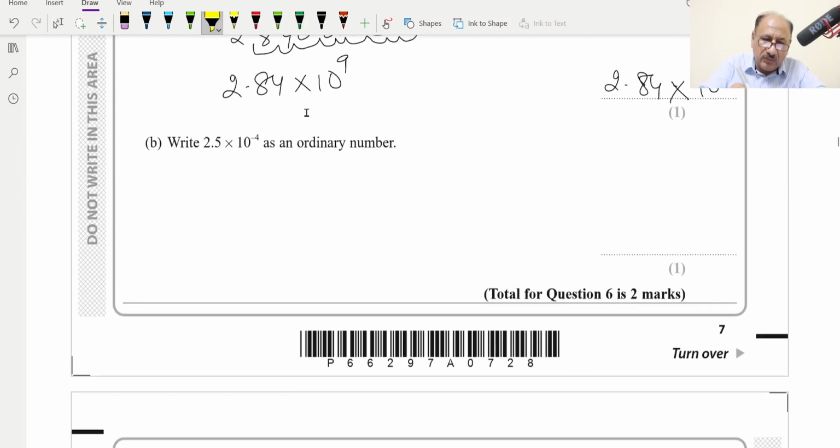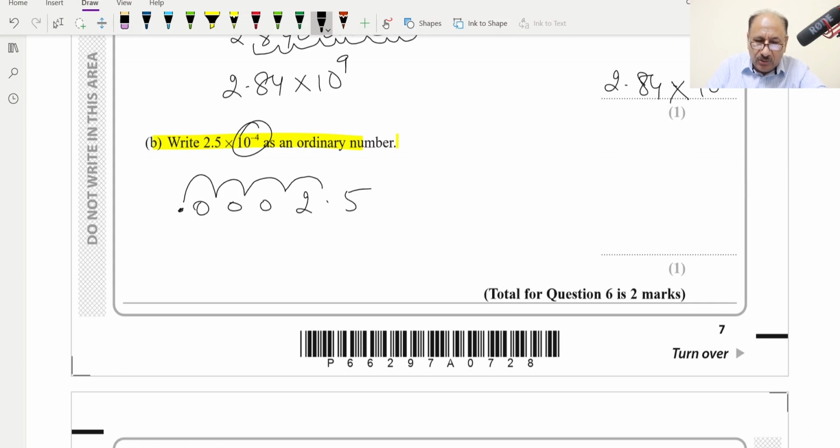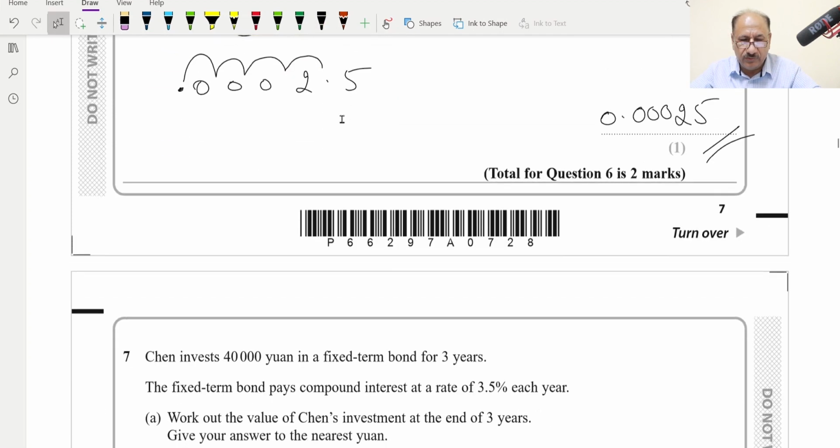Now write this one as an ordinary number. So 2.5 and 10 raised to the power minus 4. So 2.5, we have to move this decimal to the left because the power is minus. So we'll be taking 4 jumps to the left. So 1 jump, 2 jump, 3 jump, 4 jump. So decimal will move over here and we can put zeros over here. So our answer will be 0.00025. This will be our final answer for this question.